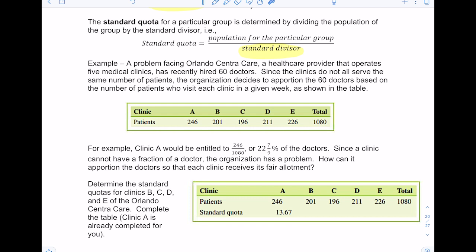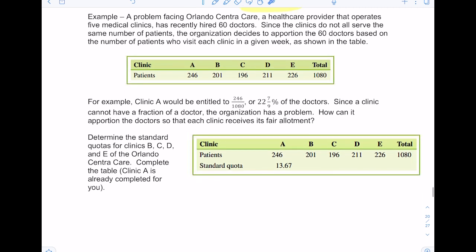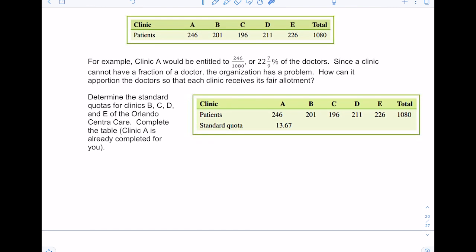If we were to divide this up for Clinic A, we would take 246 divided by 1,080, so 22 and 7/9% of the doctors should go there. Now, you can't have 7/9 of a doctor, so we need to apportion the doctors so that each clinic receives its fair allotment. We're going to determine the standard quotas for clinics B, C, D, and E, and then talk about the different methods we can use to apportion. First we need to find the standard divisor.